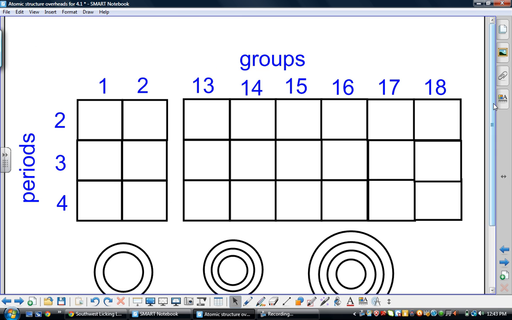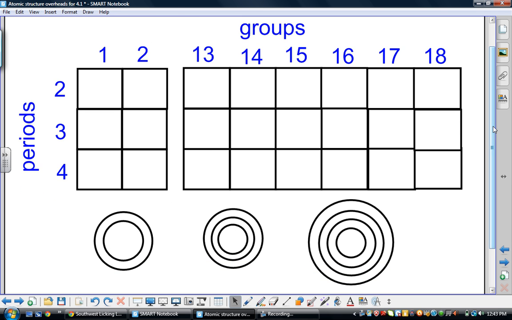Where's all this going? Well, this is going to tie directly into the periodic table, and students are going to learn some pretty neat things about why the periodic table is shaped the way it is, having to do with energy levels and valence electrons.